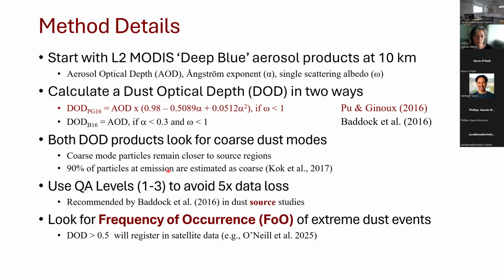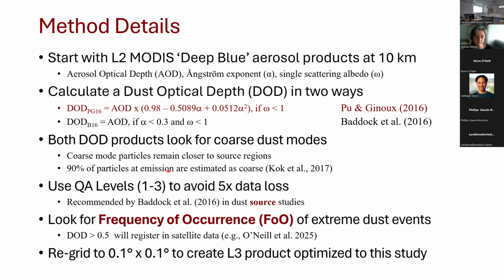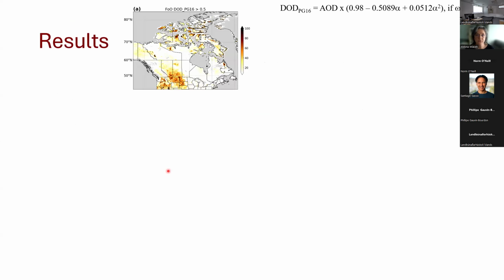And then we calculate the frequency of occurrence of extreme dust events. Our threshold was 0.5 for DoD, which will register in satellite data. And that's something that is in Norm's paper on dust confusion from remote sensing. Then finally, we regrid this to 0.1 degrees to create a L3 product that's optimized for this study.